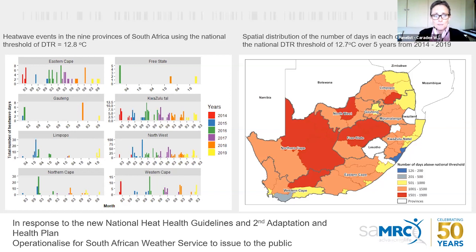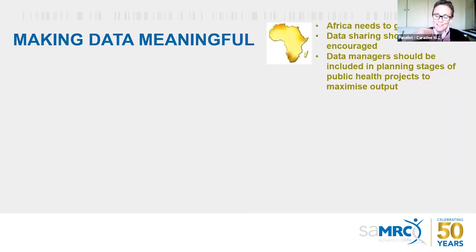And this is all speaking to what was requested by our national department for the new National Heat Health Guidelines, as well as our second Climate Change and Health Adaptation Plan. And essentially, we'd like to work together with others in collaboration to make operationalization of such forecasting. So in conclusion, we really need to think about how to make data meaningful. It's those 3 steps from data to evidence to action. We need to go digital.